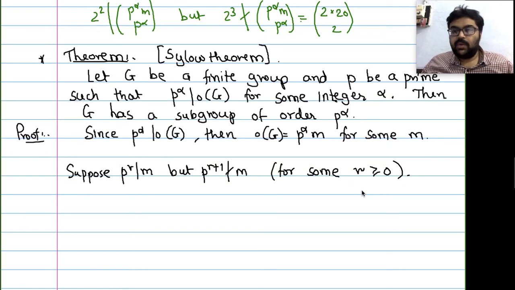Then we get no power in m. So how many powers of p will be in g? p power alpha we can already see here, but m can also have some. How many maximum in m? p power r.